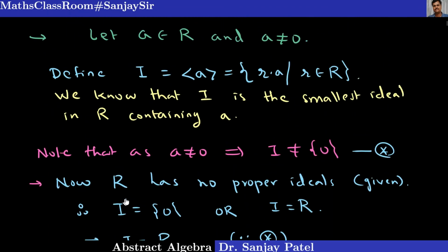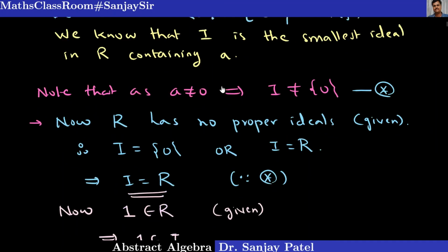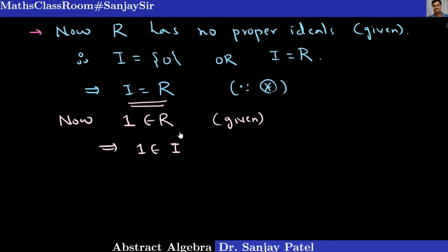Now if 1 belongs to I, you know what is I? I is this set which contains elements of the form something into A, where something belongs to R. So every element of I can be expressed as some element of the ring into the fixed element small a. Therefore there exists some element in the ring, let us call it R0, belongs to R, such that I can write 1 as R0 into A, by definition of the ideal I.